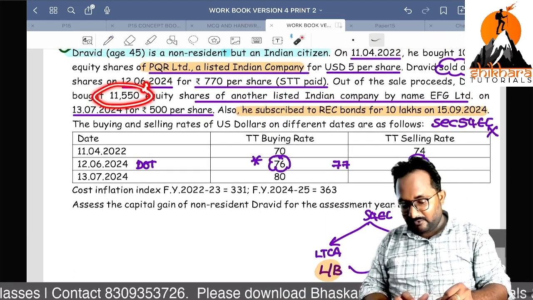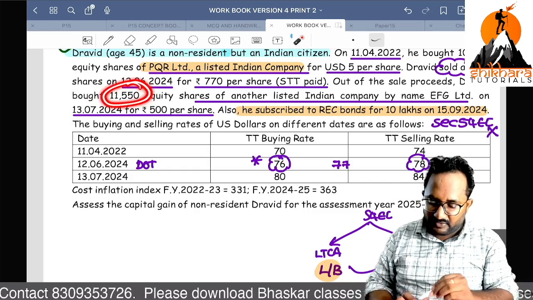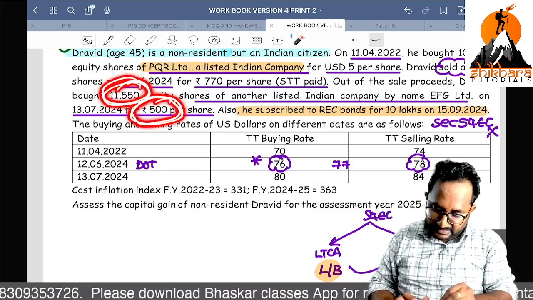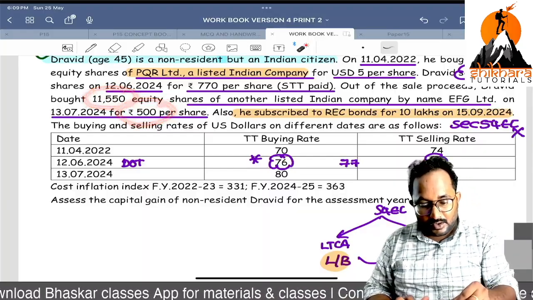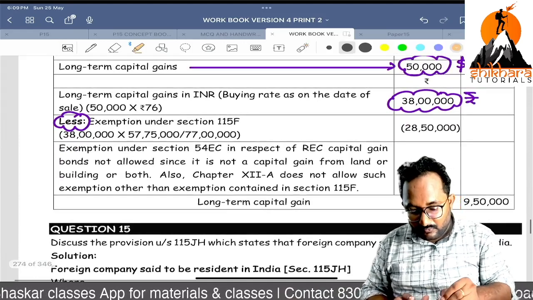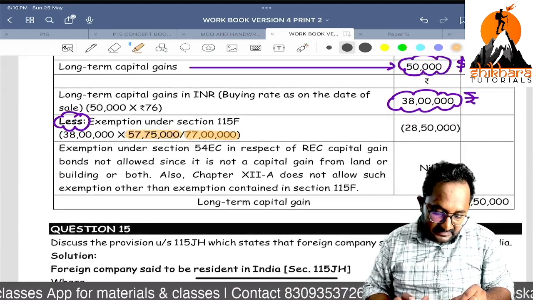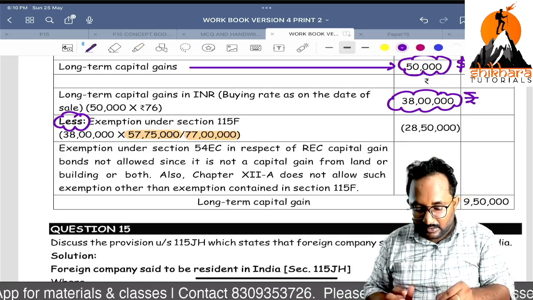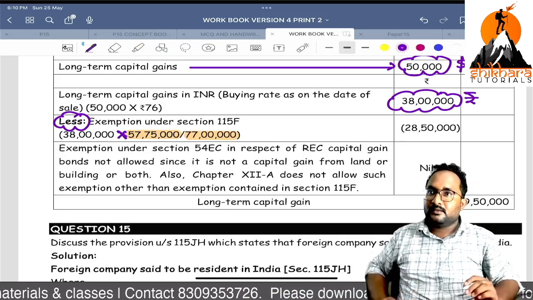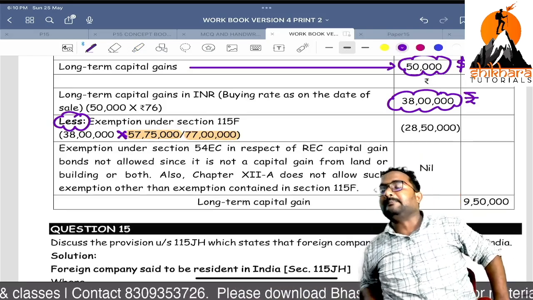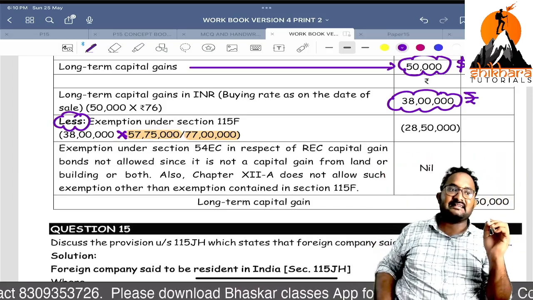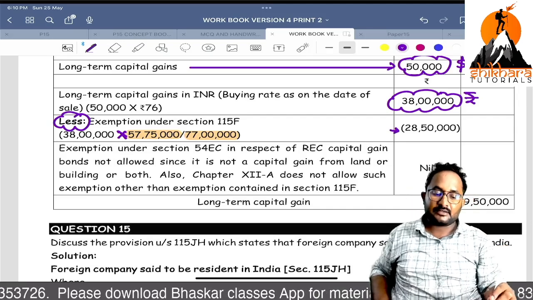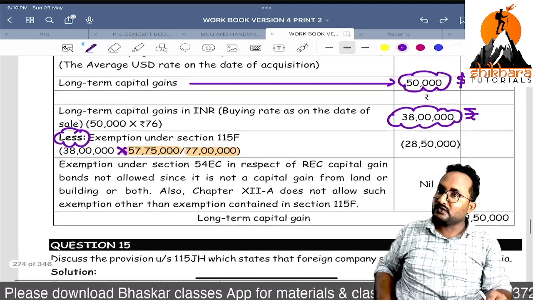11,550 shares into 500. What is the amount invested in that Indian company shares? How much? 11,550 into 500. How much? 57 lakh. We invested this amount, but our net consideration, that proportionate we can take, on this 38 lakh. If I invested the entire 77 lakh, what is the percentage? 100%. 38 lakh I will get as exemption. But here I invested only to a certain extent. So that's why this will be minus 28 lakh 50,000 only I will get as exemption.